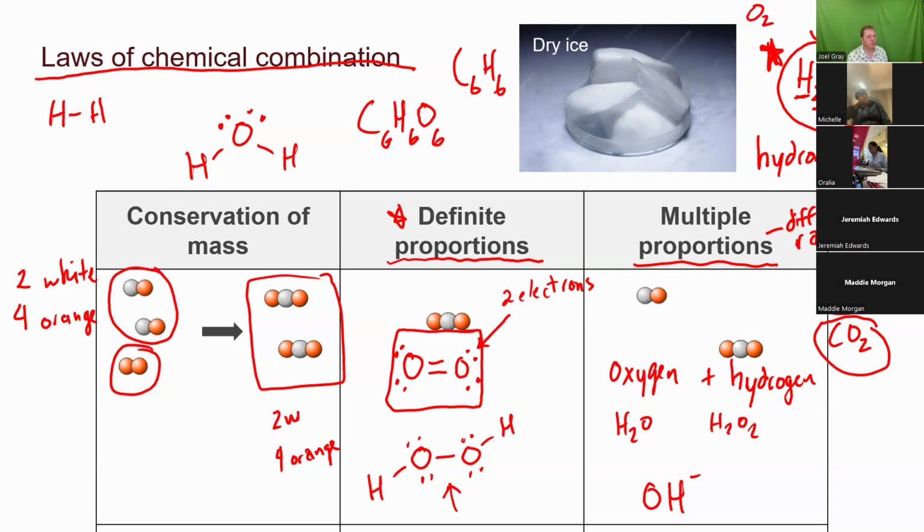So that's definite proportions. Multiple proportions is really a look at, okay, we can have these different atoms and there can be different ratios of atoms to one another.